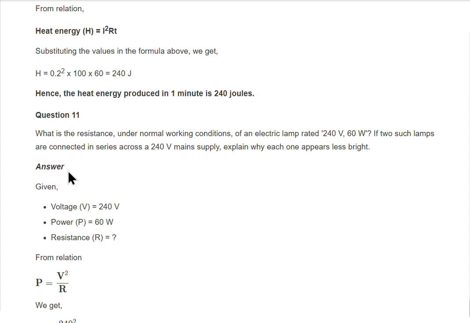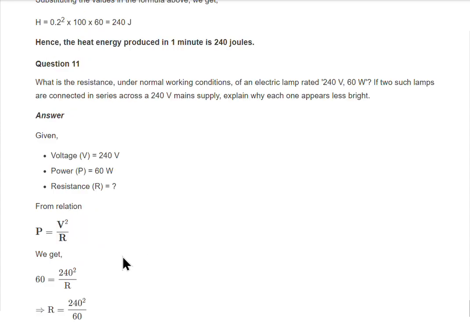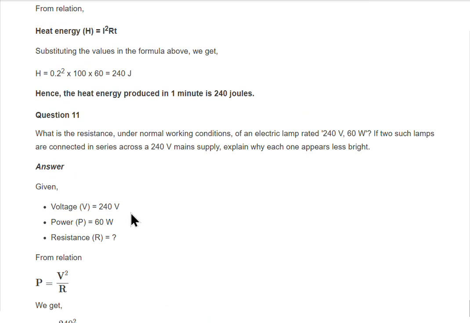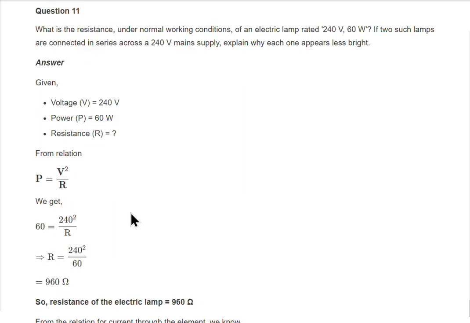Okay, so question number 11. What is the resistance under normal working conditions of an electric lamp rated 240 volt and 60 watt? If two such lamps are connected in series across a 240 volt main supply, explain why each one appears less bright. Connected in series is the main important point you have to keep in mind. So voltage is 240, power is 60 watt, resistance we need to find out. What is the formula? V square by R. So resistance of the lamp is 960 ohm.